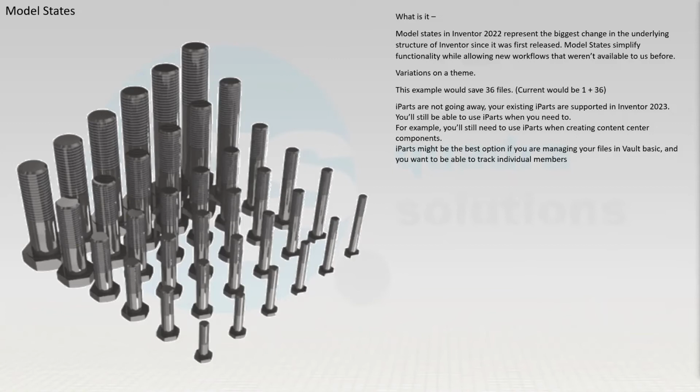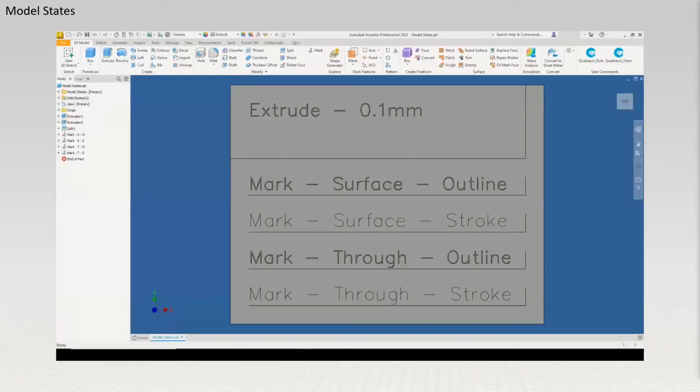Truth be told, managing 35 files is no great problem, but when you've got hex head screws, bolts, cap head, cheese head, this, that, and the other, potentially your Content Center folder could be hundreds and hundreds of files. Model states is not a replacement for Content Center. Content Center still uses iParts, but I could see a point in the future where Autodesk might swap that out. But for now, iParts and iAssemblies definitely still have their place.